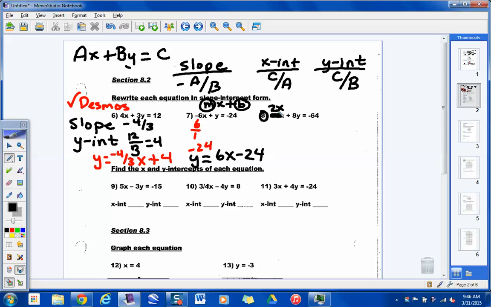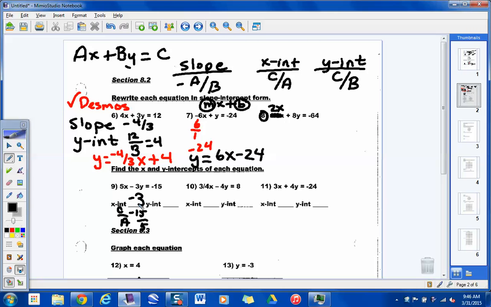How do you find the x-intercept right here, guys? So what divided by what? Negative 15 divided by 5 right here, right? Which is what? Negative 3. Guys agree?